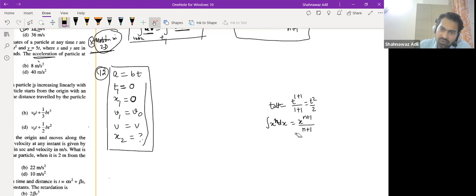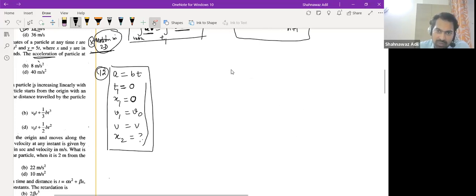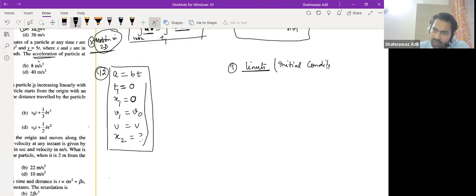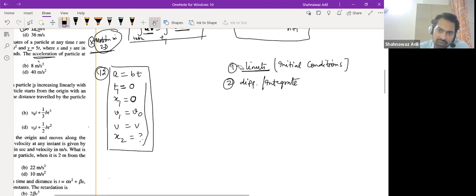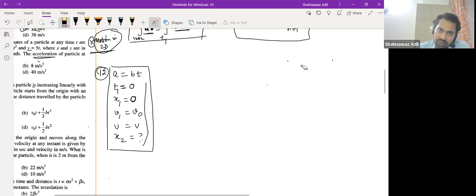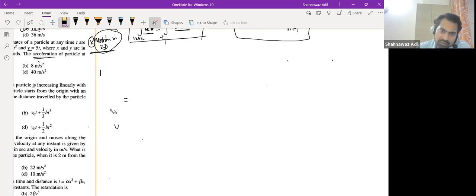Okay, so remember what we need. First thing is that we want to know what the limits are. So first we write the initial conditions, and then we decide what we should do: should we differentiate or should we integrate, and then we'll get the answer. So these are the things that we need to remember. Okay, so the 13th question. Rishita, this is your turn.